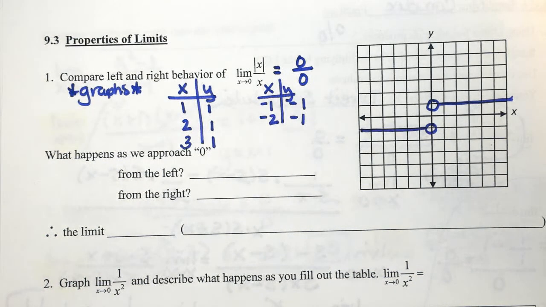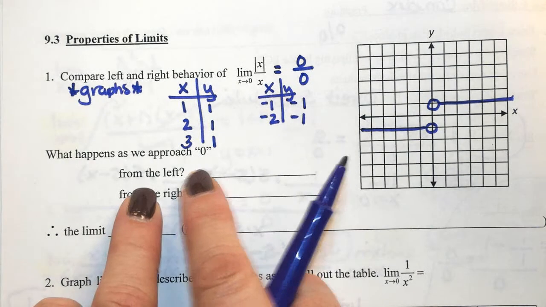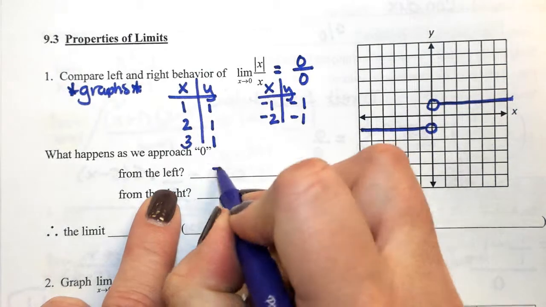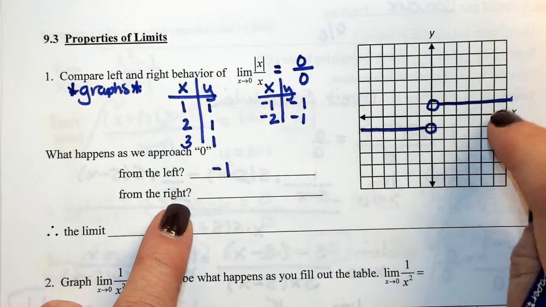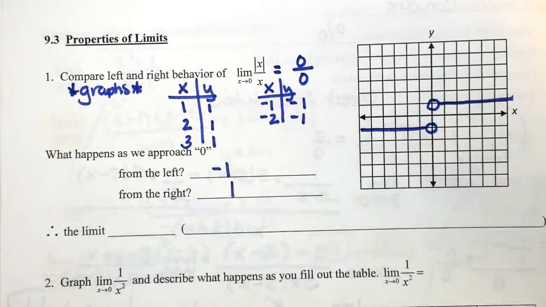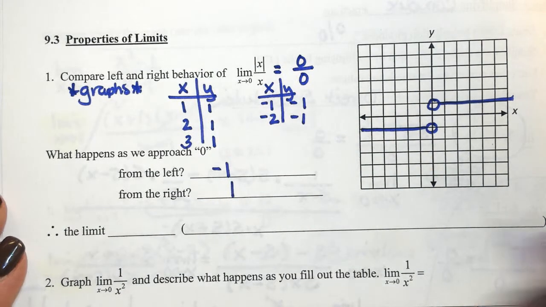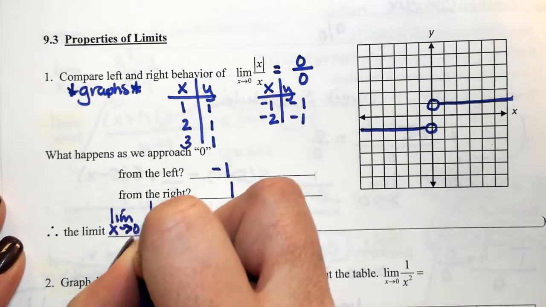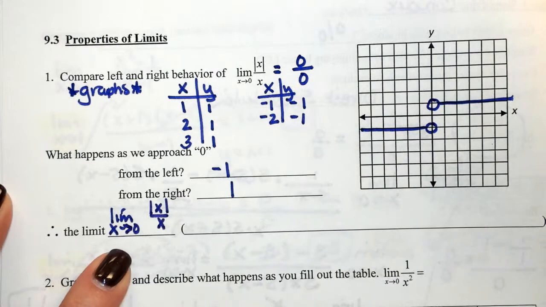So like I said, ladies and gentlemen, if you get that indeterminate form of 0 over 0, and there's no algebra to do, you've got to look at the graph to decide what the limit is going to be. What happens as we approach 0 from the left? We're getting close to negative 1. As we're approaching 0 from the right, we're approaching 1. Therefore, the question is, does the limit as x approaches 0 of the absolute value of x over x, does this two-sided limit exist?